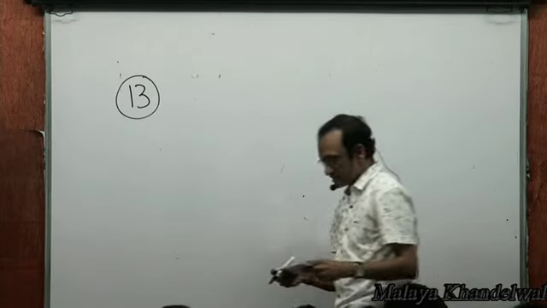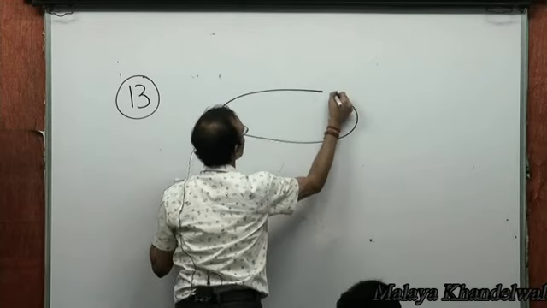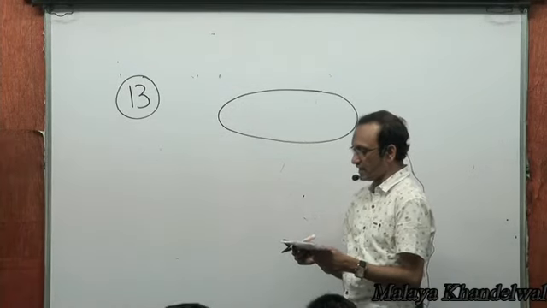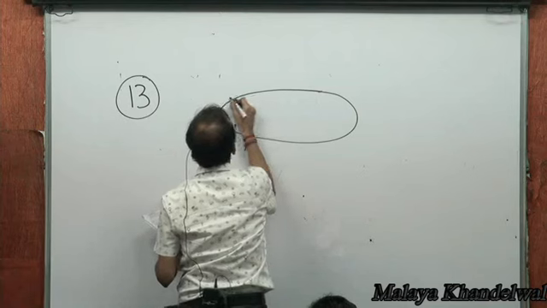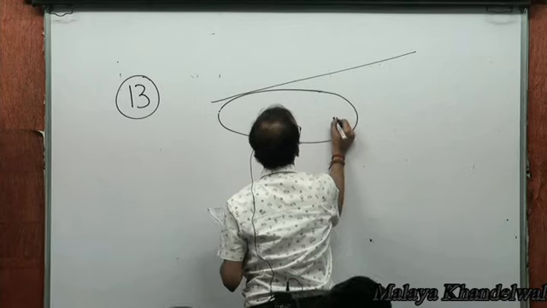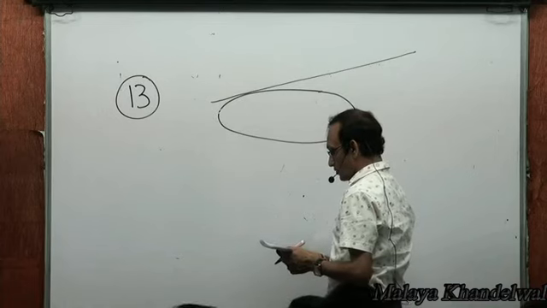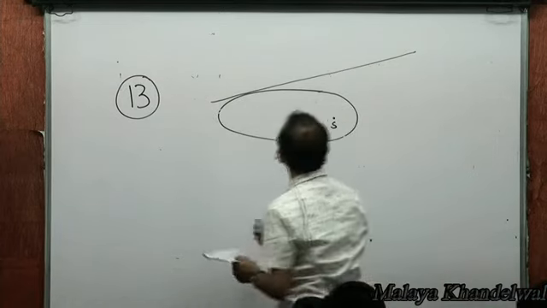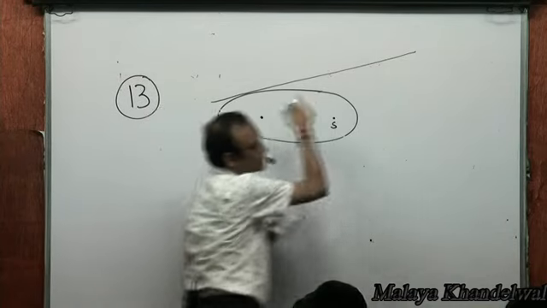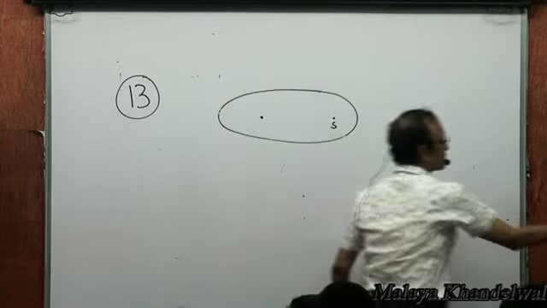Prove that in an ellipse, this is an ellipse, the perpendicular from a focus upon any tangent, suppose this is a tangent, and the line joining the center of the ellipse to the point of contact. Let me do it because I've taken this focus. Let me draw the tangent the other way. That will be better.